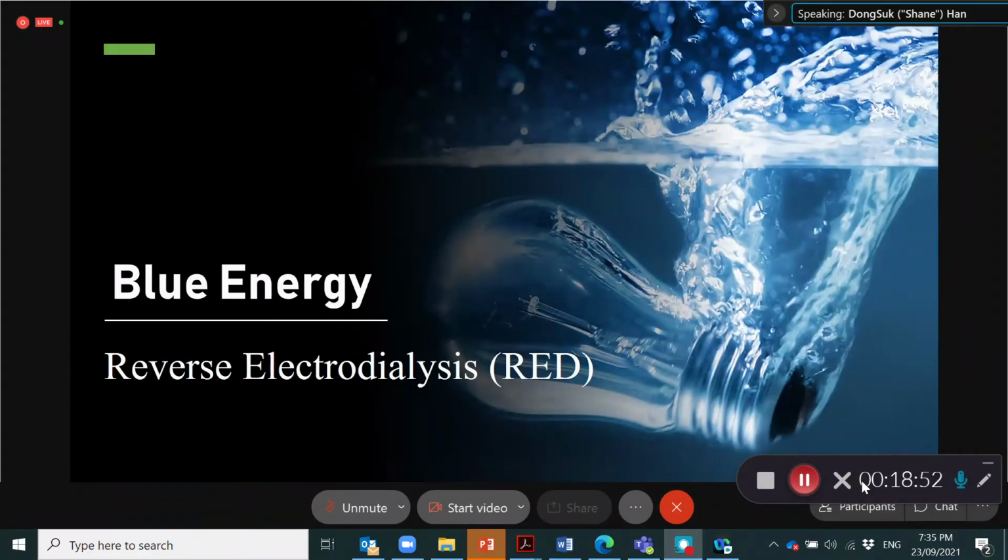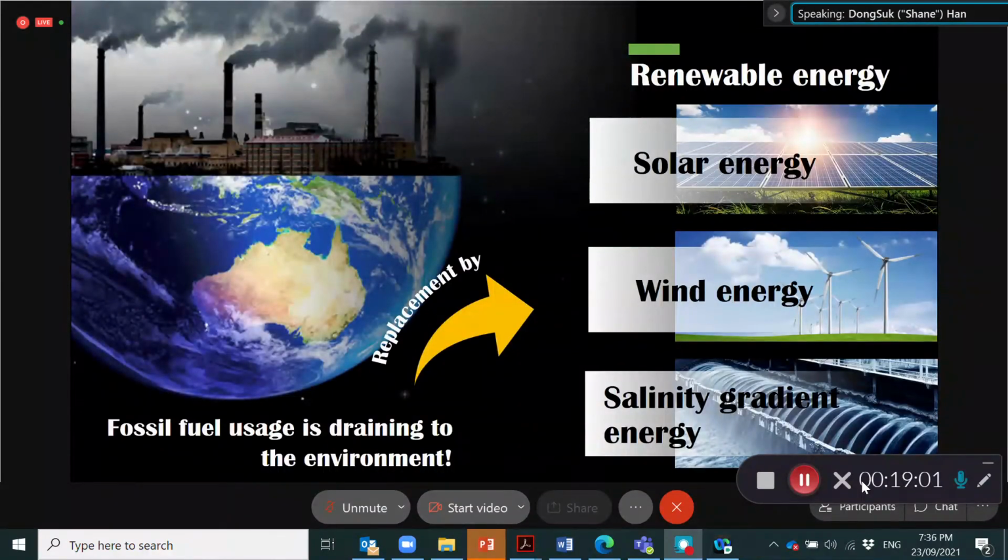And I want to talk now about blue energy. Dr. Efraim already explained a lot of the R&D process. Mostly people are focusing on solar energy and wind energy as renewable energy. But if we properly manage the salinity level in 2 different water streams, we can generate blue energy. So it has been widely highlighted and studied a lot recently.